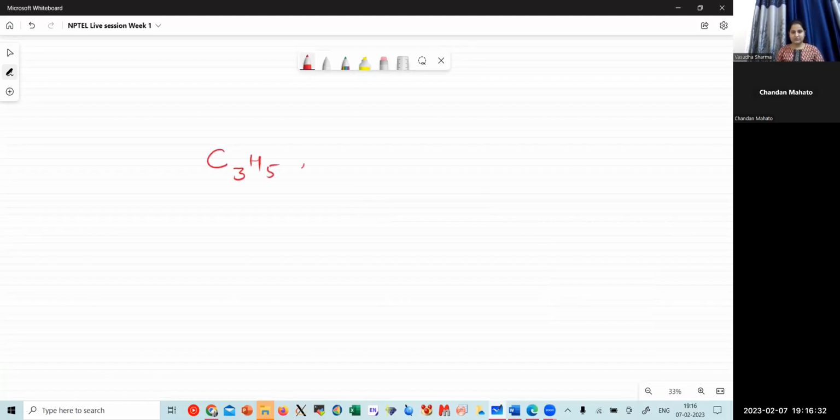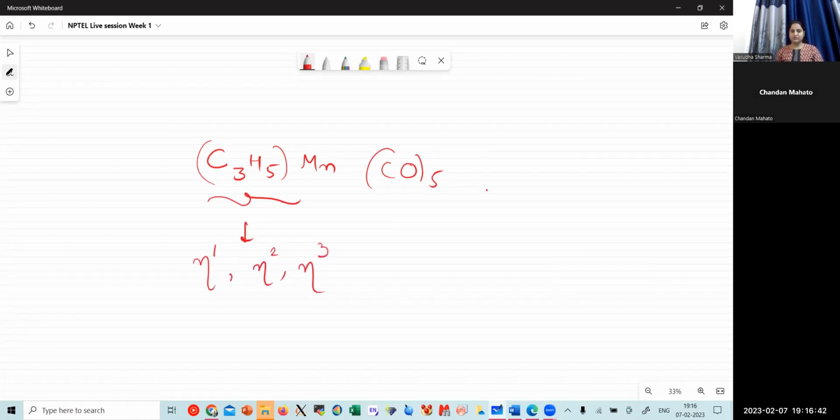C3H5 Mn(CO)5. So you need to tell whether it is in eta 1, eta 2 or eta 3 form. Firstly, you need to identify that C3H5 is your allyl ligand, right?